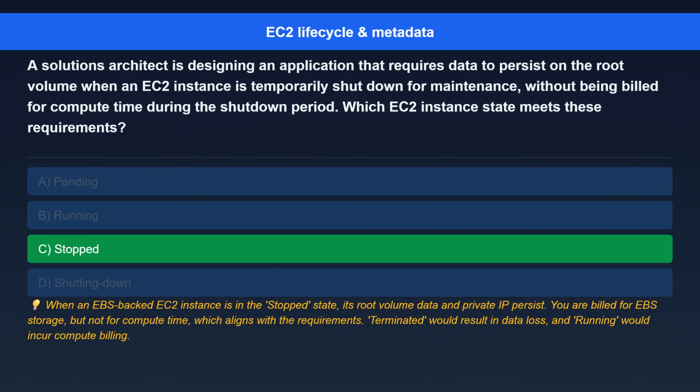The correct answer is stopped. Here's the explanation. When an EBS-backed EC2 instance is in the stopped state, its root volume data and private IP persist. You are billed for EBS storage, but not for compute time, which aligns with the requirements. Terminated would result in data loss, and running would incur compute billing.